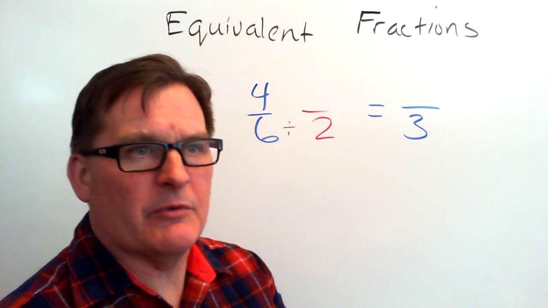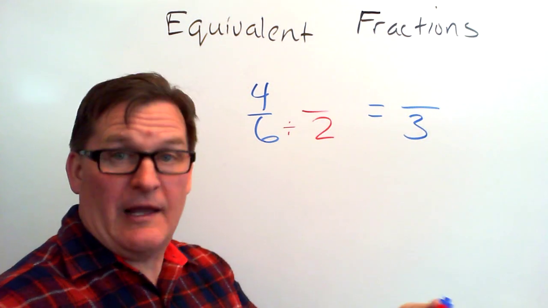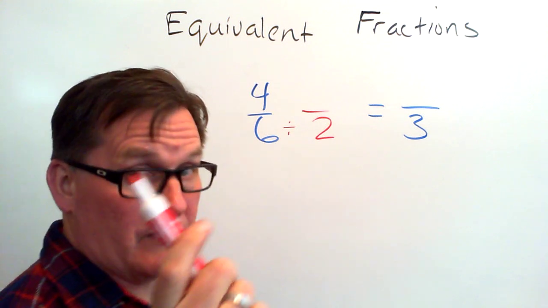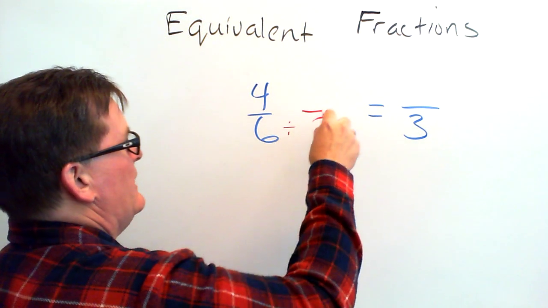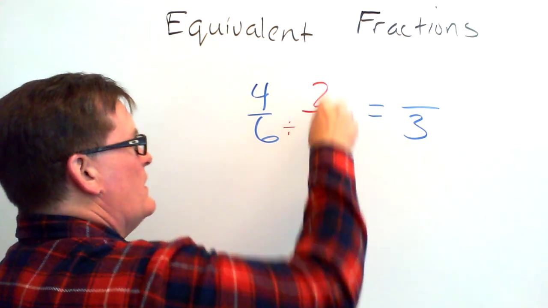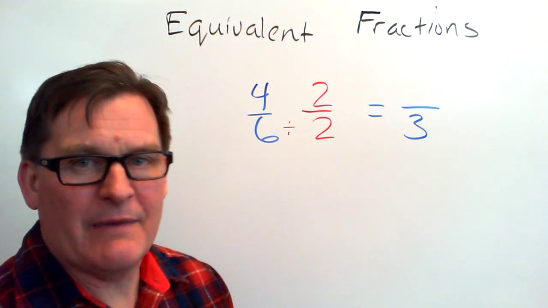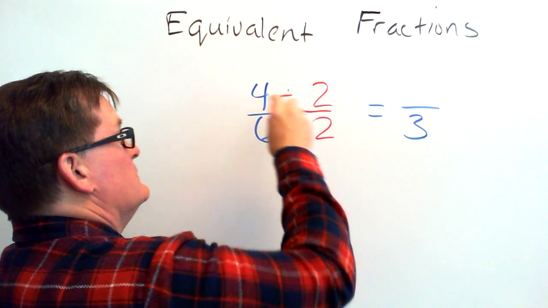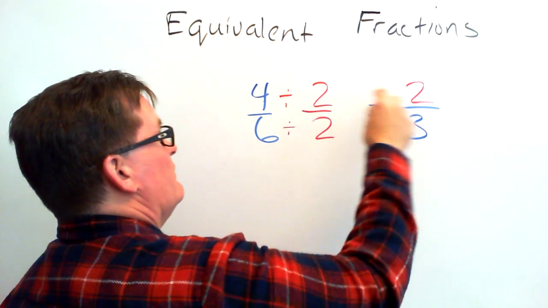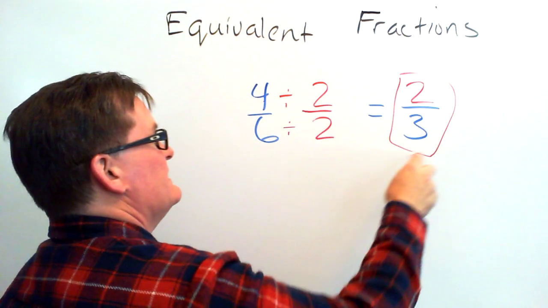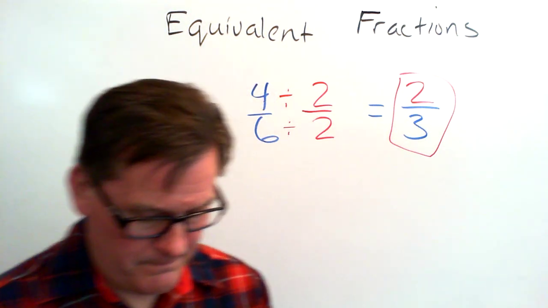You should know that from your multiplication facts, or look it up on the multiplication table. If you don't remember, it's okay, you can look it up. Now I need that equivalence of 1, so both of those have to be the same number. So I'm ultimately dividing by 1. So 4 divided by 2 is 2. So the fraction equivalent to 4/6 is 2/3.